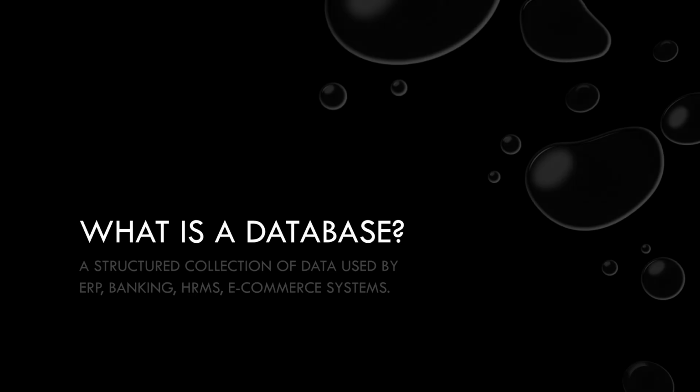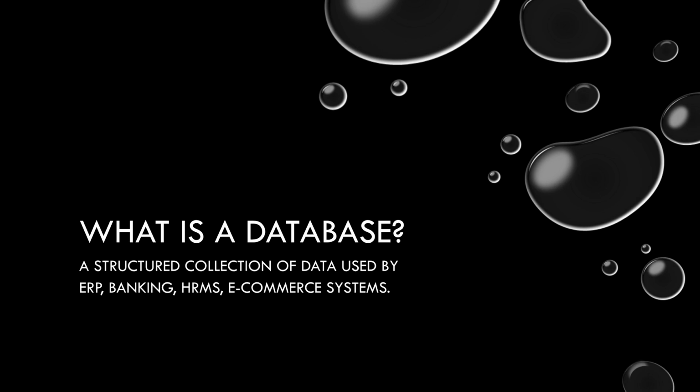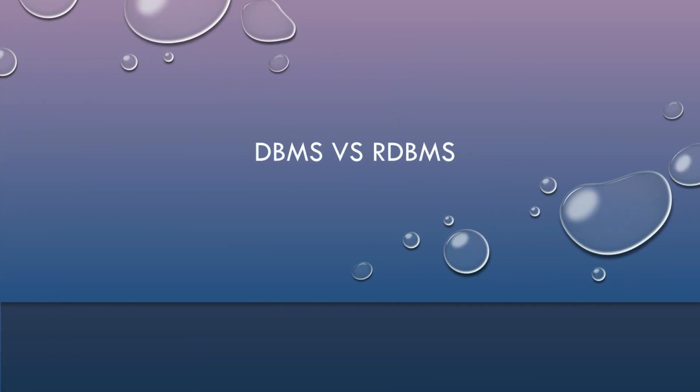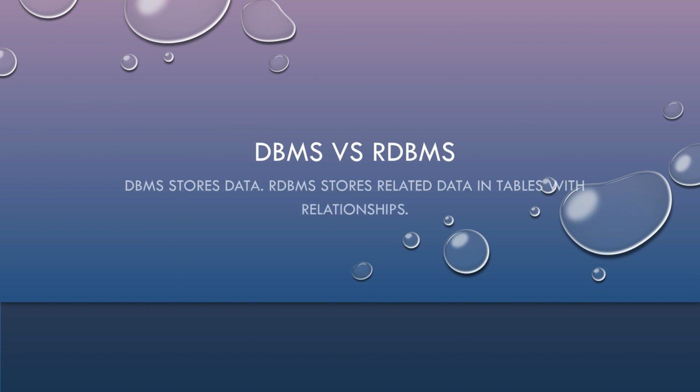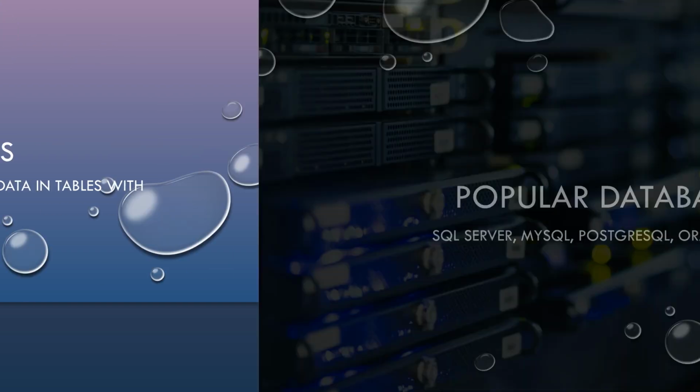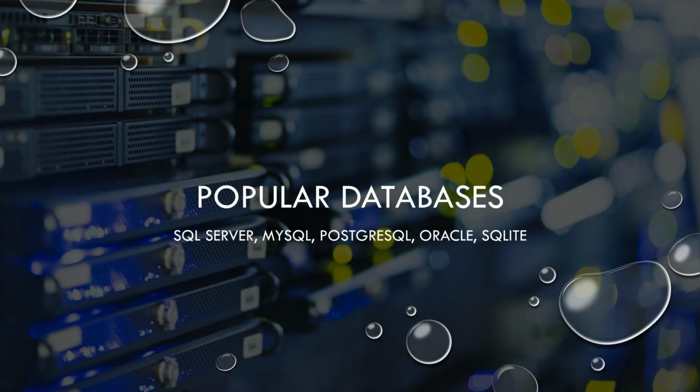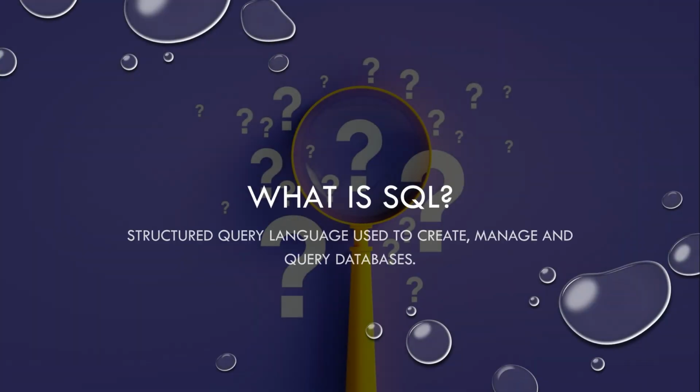What is a database? It is a structured collection of data used by various systems like ERP, banking, HRMS, and e-commerce. We will compare DBMS versus RDBMS. DBMS stores data, while RDBMS stores related data in tables with relationships. Some popular database systems include SQL Server, MySQL, PostgreSQL, Oracle, and SQLite. What is SQL? It stands for Structured Query Language and is used to create, manage, and query databases.